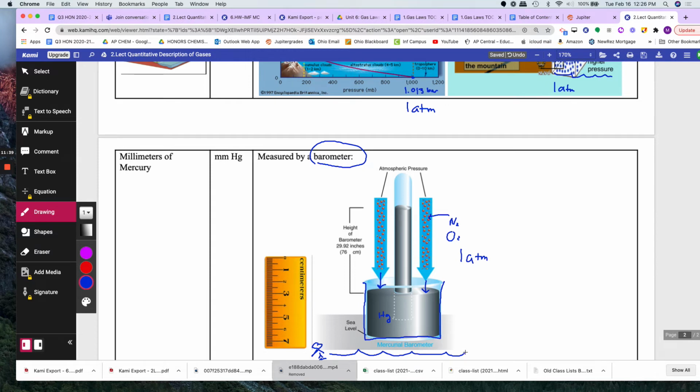You're at sea level. All these gas molecules are going to push down on the mercury, and it's going to make it climb up this column. It's a tube, an empty glass tube that they've taken all the air out of. It's now called a vacuum. There's a vacuum in here.